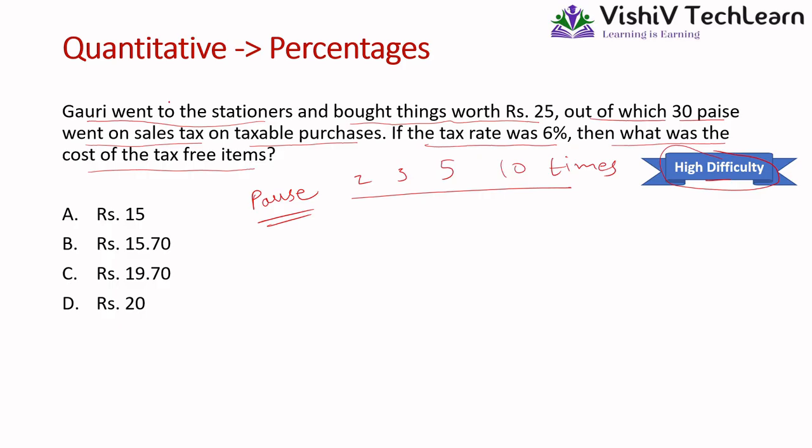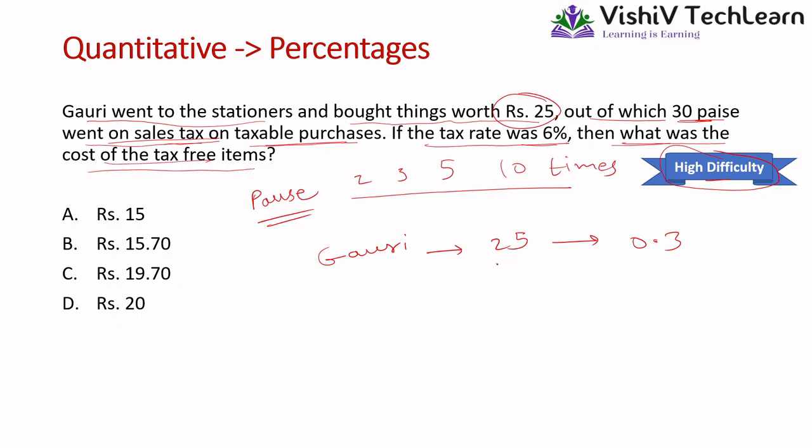Now here Gauri has purchased items worth rupees 25. So she spent rupees 25, out of which 30 paise she paid on sales tax. So out of this, instead of 30 paise I will mention it as 0.3 rupees she paid for sales tax on taxable purchases. If the tax rate is this 6%, then what was the cost of the tax-free items?